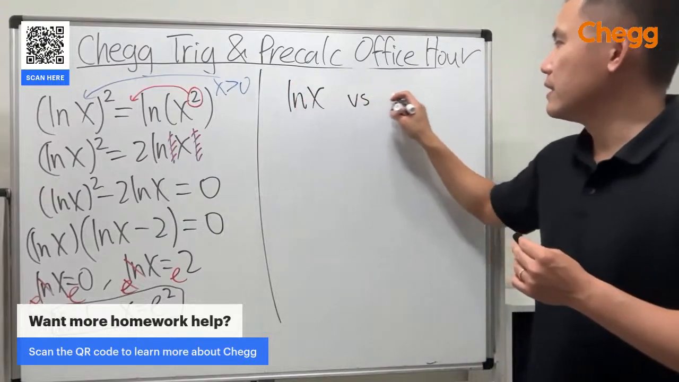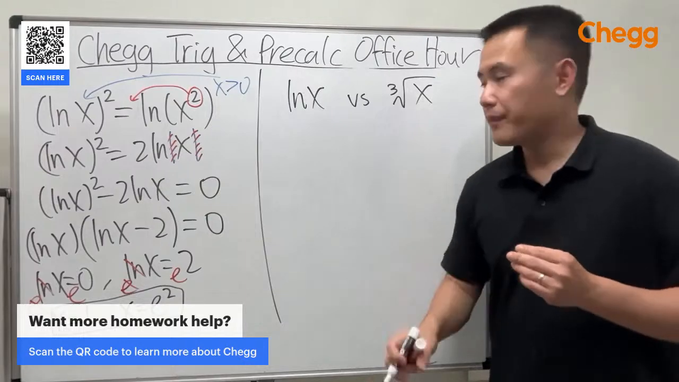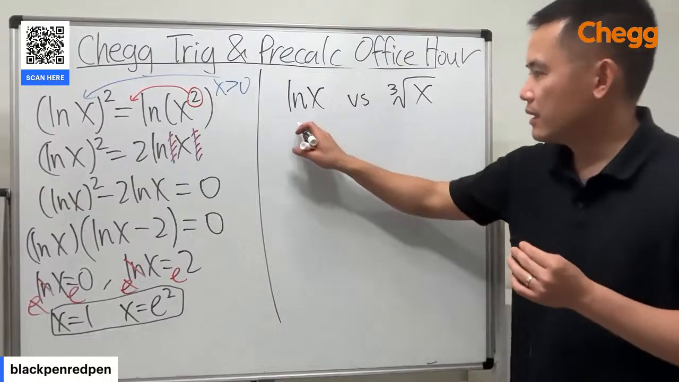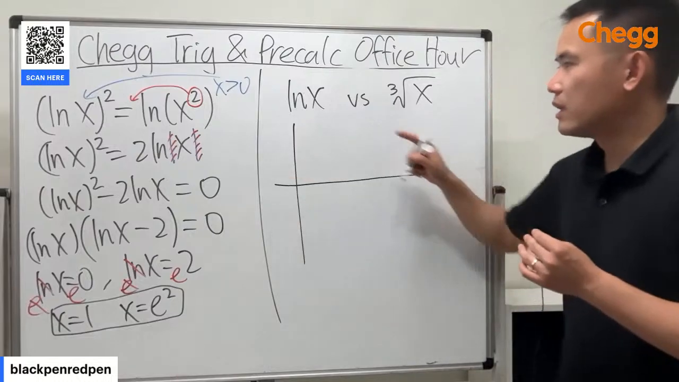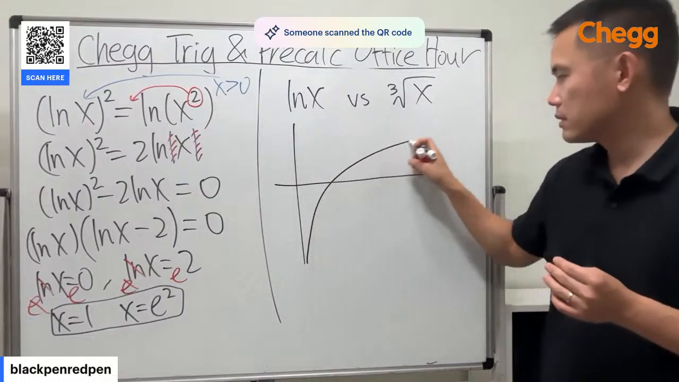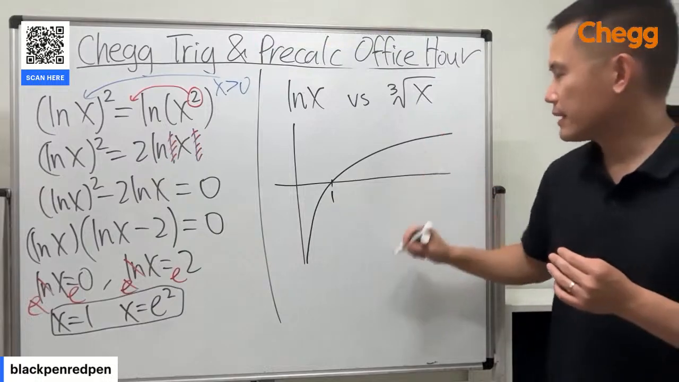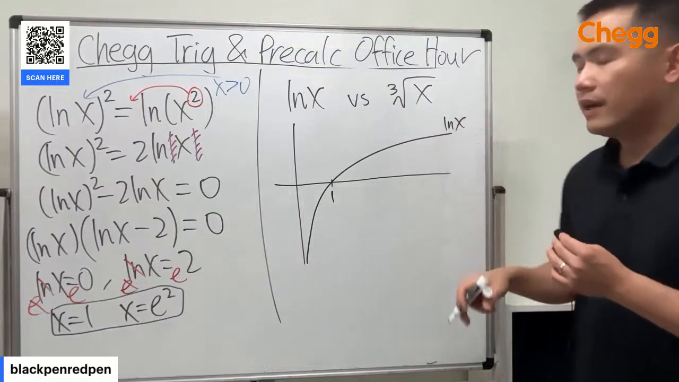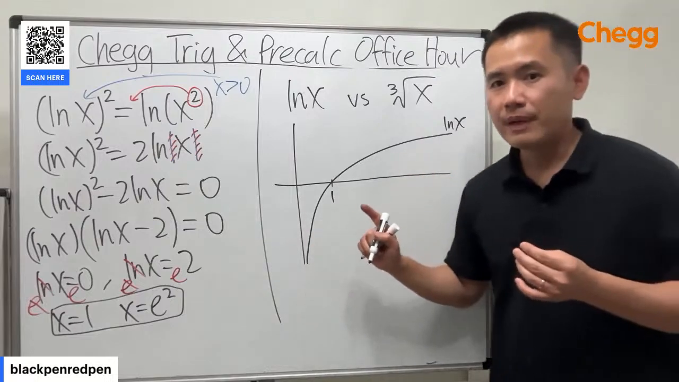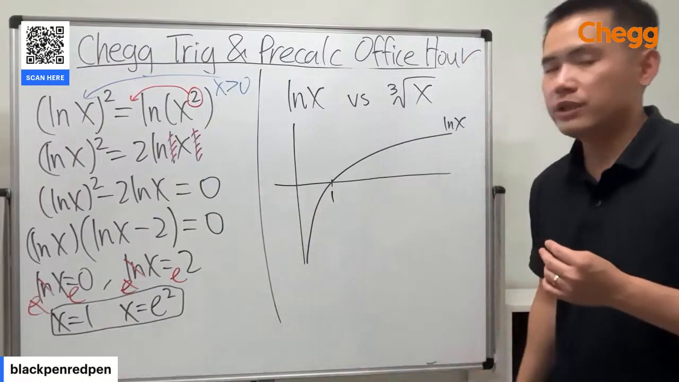ln x versus the cube root of x. I will tell you though, if you are just doing the precalculus method, then you will use your graphing calculator, graph ln x, which will look like this. Right, this is 1, and that's ln x. It has a vertical asymptote. It has no horizontal asymptote. I think I'm going to go over that in a bit as well, because that is quite tricky sometimes.